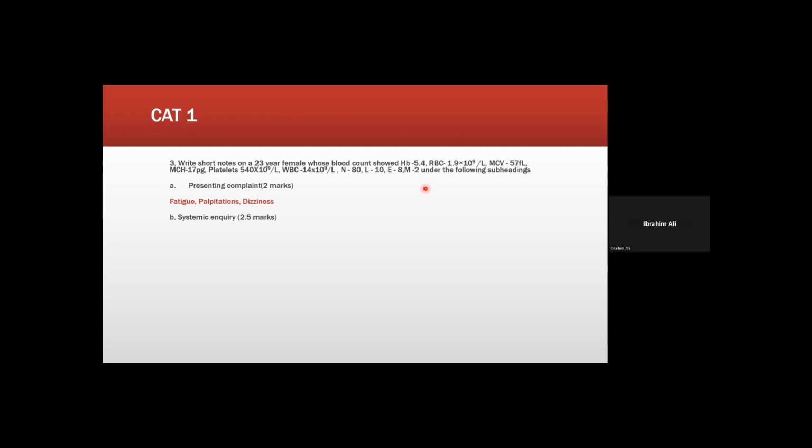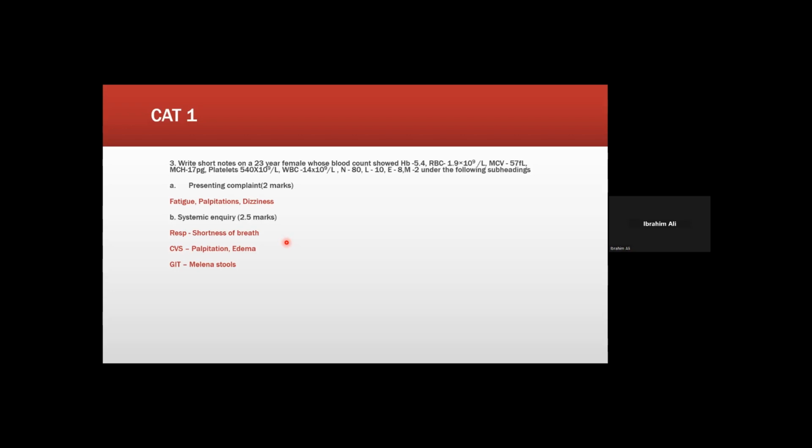Thank you, Abdi. So the systems, let's start with GI. In the GI, what do you see? Patient with anemia, so we can see blood in the stool or digested blood in the stool. That's what we call melena stool. In CVS, we can find palpitation, edema. In respiratory, we can have shortness of breath, sometimes also tachypnea, and so on and so forth. This one is easy, just 2.5 marks. If you do this, I think you'll get all your marks.